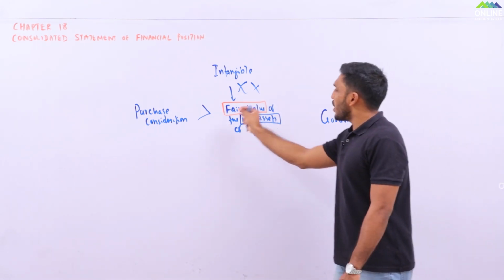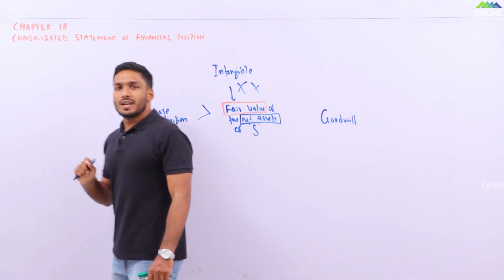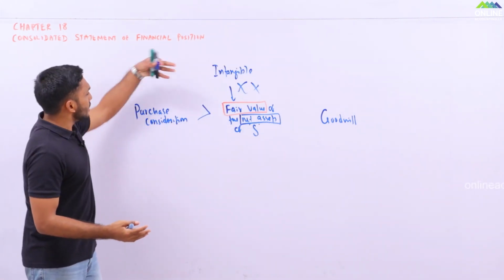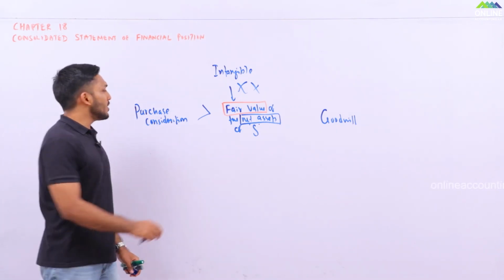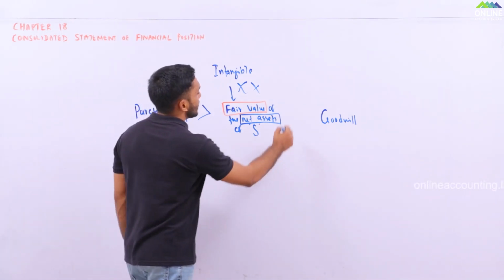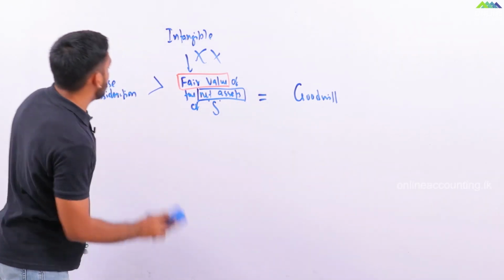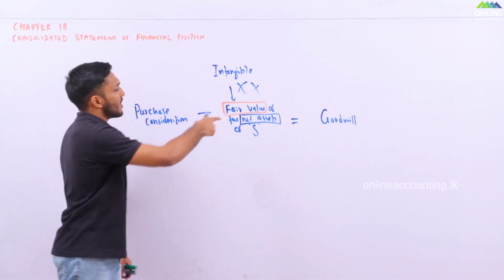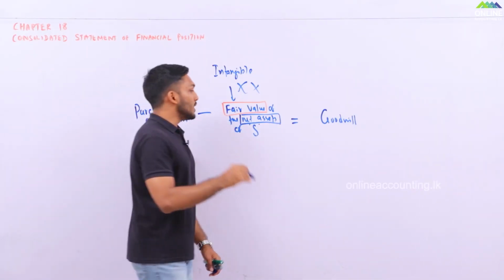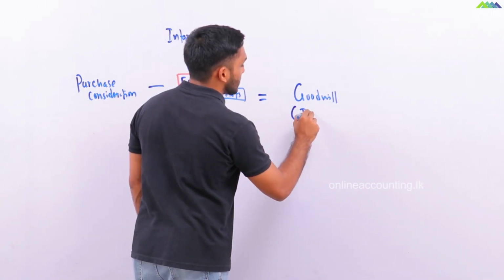And we can't quantify why you're paying a higher value. We just know it's intangibles. So the name that we've given it is, we call it goodwill. The difference between the purchase consideration minus the fair value of the net assets is what we term goodwill, and it's an intangible asset.